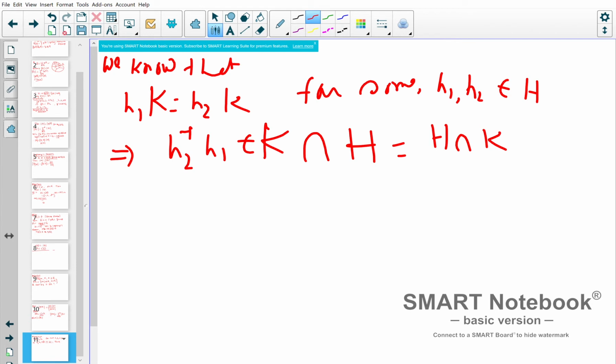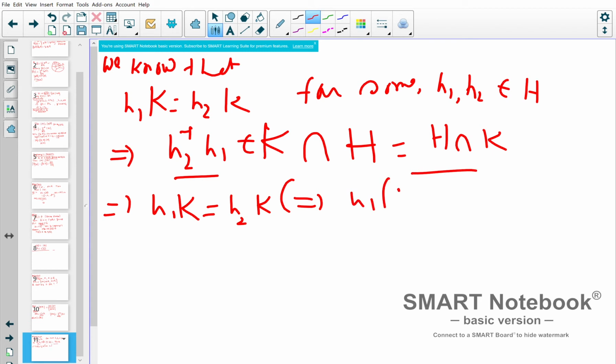That means that h1K is the same as h2K if and only if, see, this is an element of this. So what does that mean? That means h1, as a coset of H intersection K, is the same as h2 coset of H intersection K. Okay, clear?